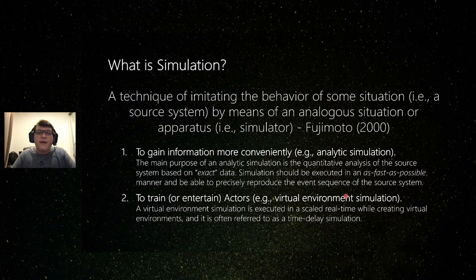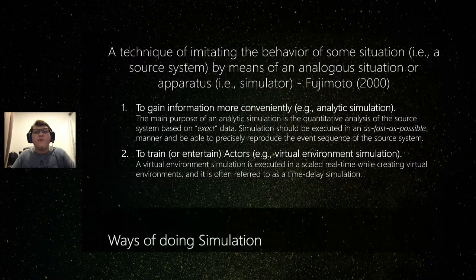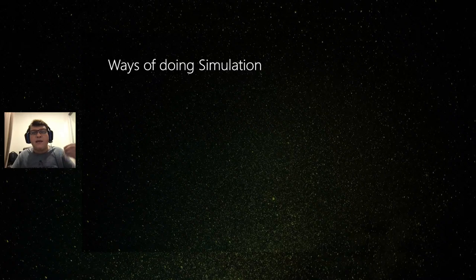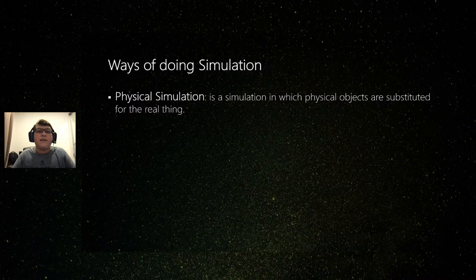Okay, but then there are ways of doing simulation. It's not only, for example, using software or manual. Number one, the easiest way, is physical simulation. This is a simulation in which physical objects are a substitute for the real thing. In car manufacturing, when they do testing, they use a dummy, for example, you know, what do you call it?